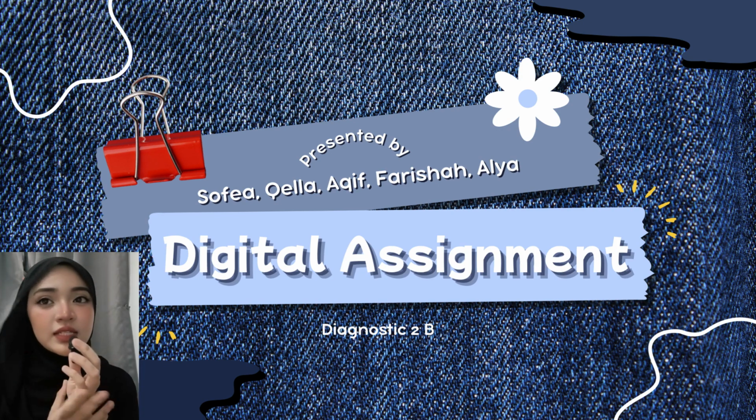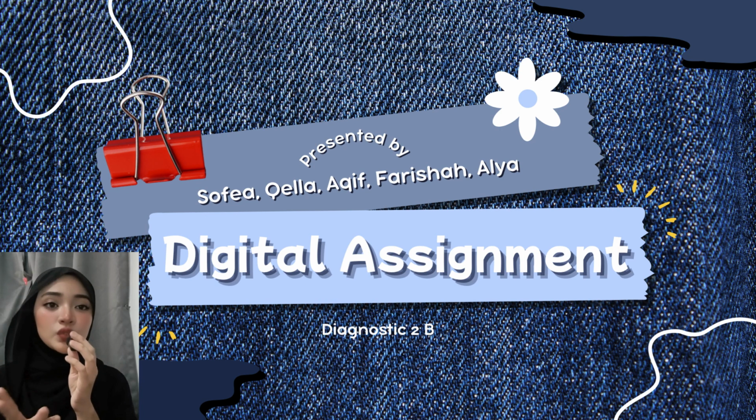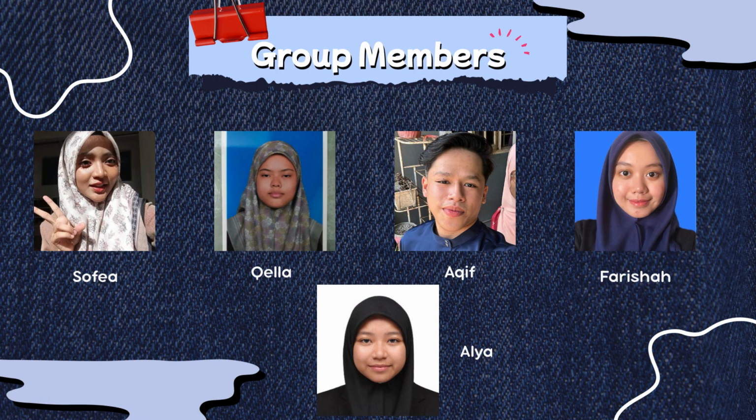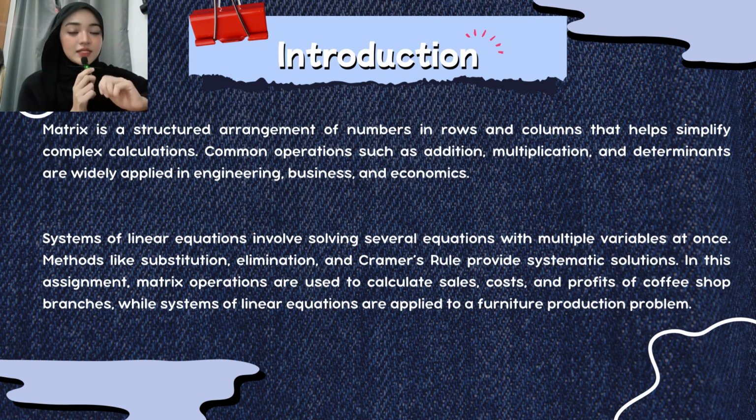Today, we will present our Engineering Mathematics 2 theory assignment about matrix operations and system of linear equations. In this assignment, we apply matrix operations to calculate sales, cost, and profit of coffee shop branches. Besides that, we also use Cramer's rule to solve a real-life problem involving furniture production with 3 variables. Now, I will pass the presentation to my friend to explain problem 1.